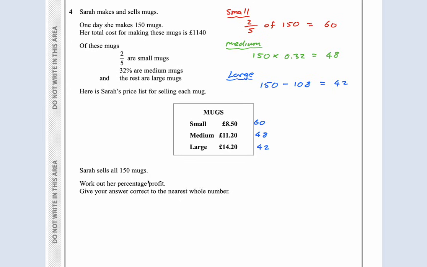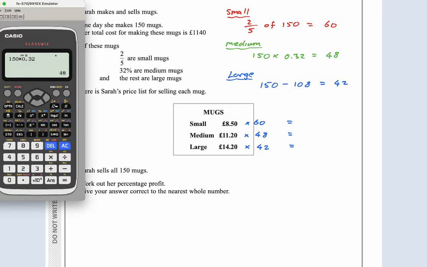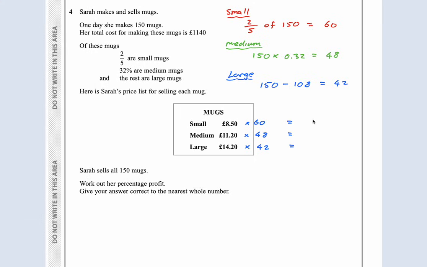So here I have 60 small, 48 medium, and 42 large. She sells them all. Work out her percentage profit. So I'm going to do this times this, this times this, and this times this to give me how much money she makes in total. Now, guys, I wouldn't write the way I'm writing here, although you could, but you can do your working down here. Anyway, 8.50 times 60 is 510. So she makes $510 or pounds from this.